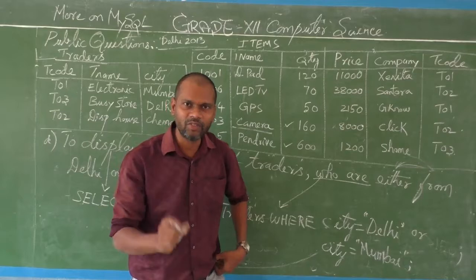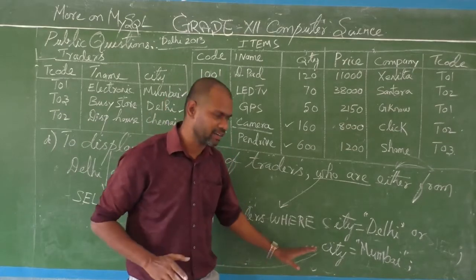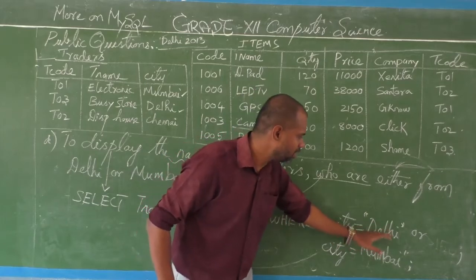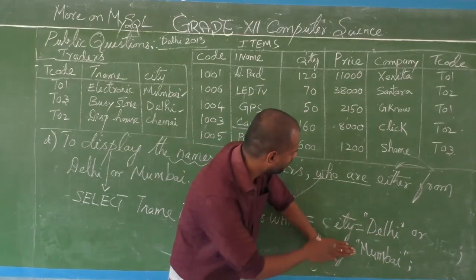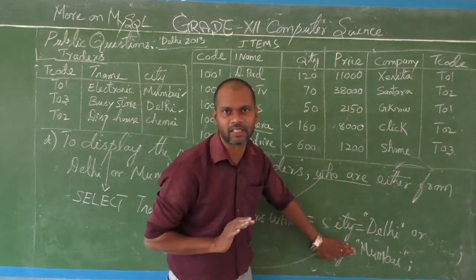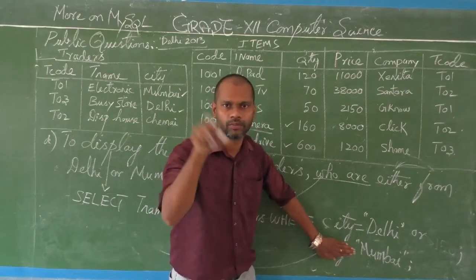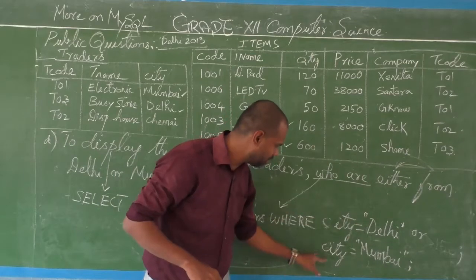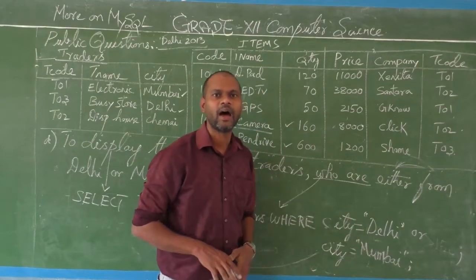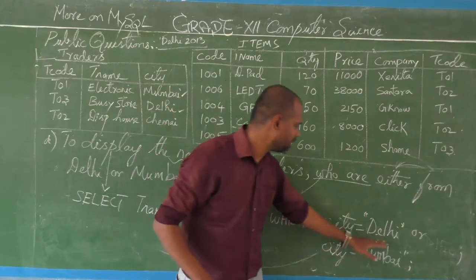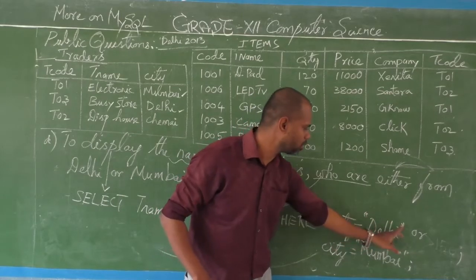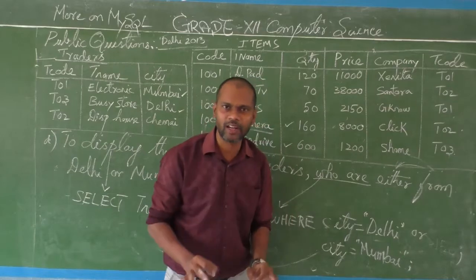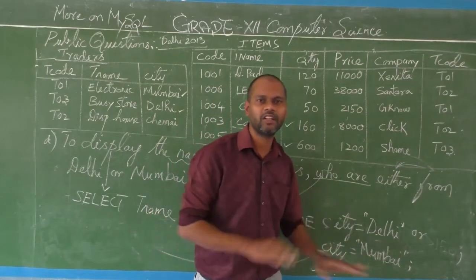If you write the exam, you will commit some mistake in this line. Where means you will write city is equal to Delhi or Mumbai, if you write like that, it is wrong. You have to write city is equal to Delhi or once again city is equal to Mumbai. And some of you will forget this, Delhi you have to put the double quotes, and Mumbai also you have to put double quotes. If you forget to put these double quotes, it is fully wrong.